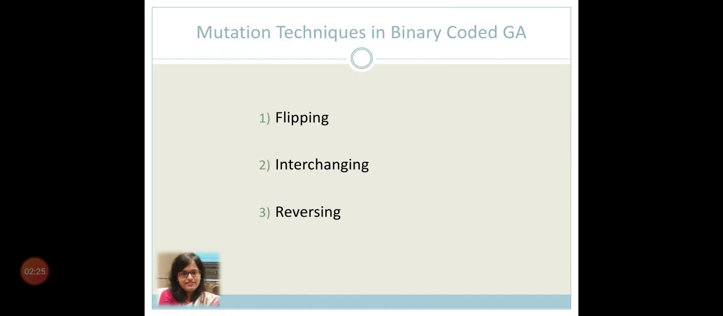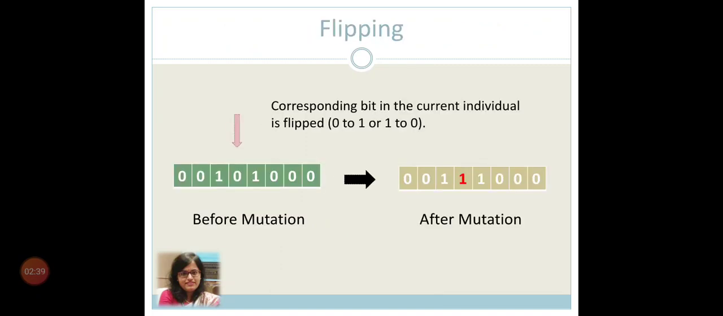And what is binary coded GA? That has already been told in the encoding techniques of genetic algorithms. Binary means that the genes will be encoded by only 1 and 0. So the first technique of mutation for binary coded GA is flipping. Here at the mutation point, the corresponding bit in the current individual is flipped. That is, if the value was 0, it will become 1, and if the value is 1, the value will be 0. So this is the parent gene structure before mutation.